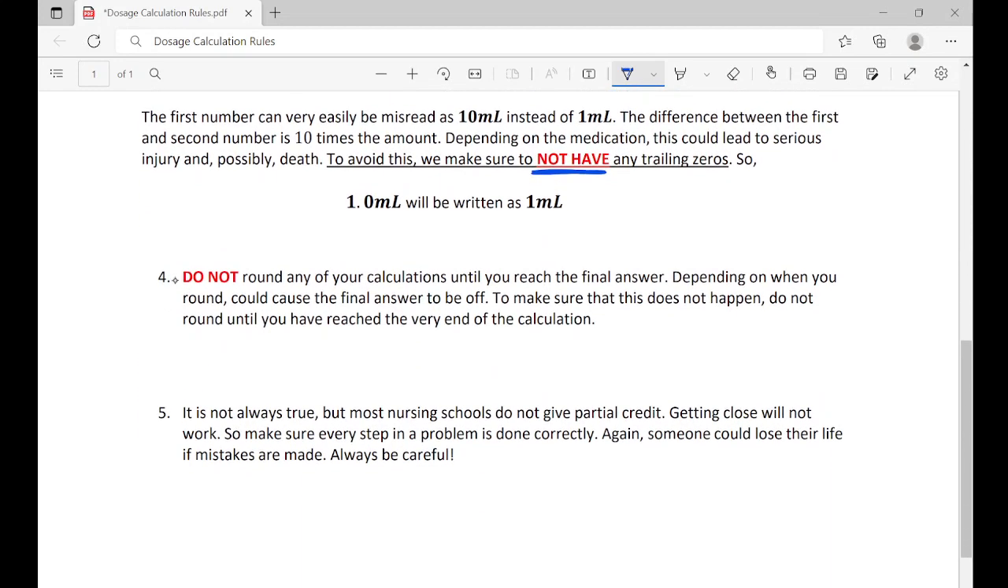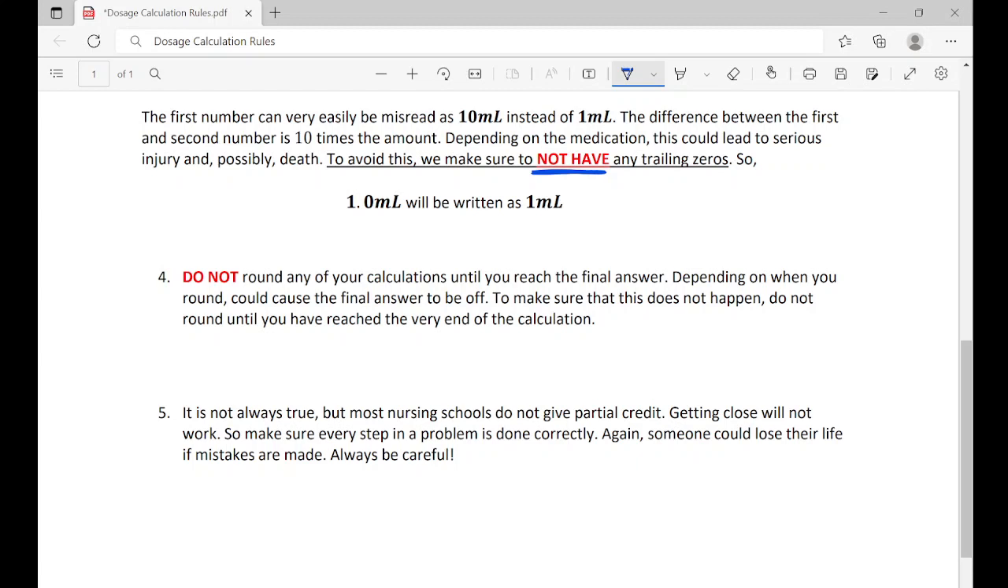Now, the fourth thing we should look at is that when it comes to rounding, do not round any of your calculations until you reach your final answer. Depending on when you round, it could cause the final answer to be off. To make sure that this does not happen, do not round until you have reached the very end of your calculation. If you round a little bit too early, it might be nothing. It might actually be okay.